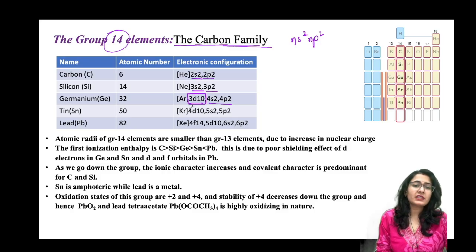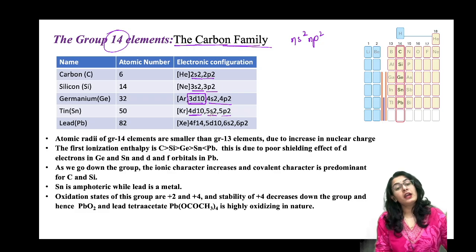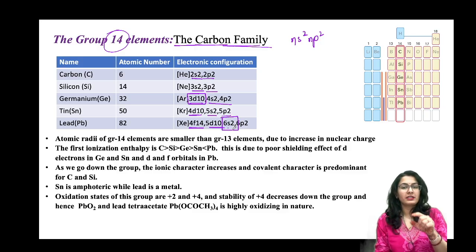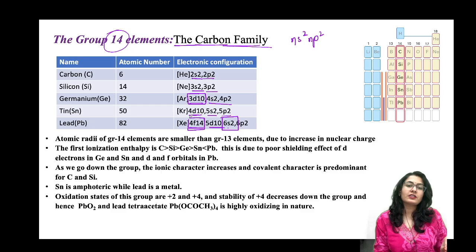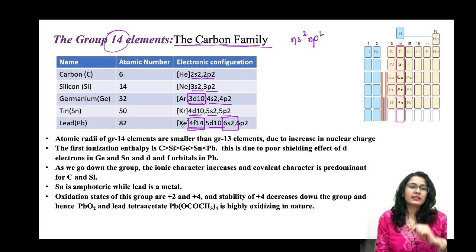Then we have tin. Tin is okay: d, and then s and p. Lead has 4f14, then 5d, then s and p. So definitely there is going to be an inert pair effect for the 6s2. Just by looking at the electronic configuration, you can very clearly see. And also the ionization energy is going to be a little bit higher than tin. Also the size. Let's see.